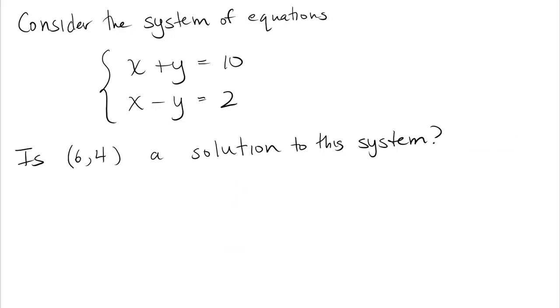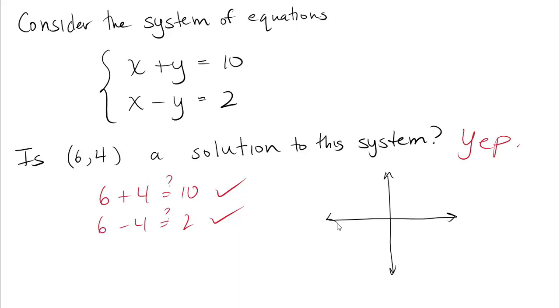What about (6, 4)? Is (6, 4) a solution to this system? Let's test it. So is 6 plus 4 equal to 10? Yes. And is 6 minus 4 equal to 2? Yes. So (6, 4) is a solution to this system. And it turns out it's the only solution.